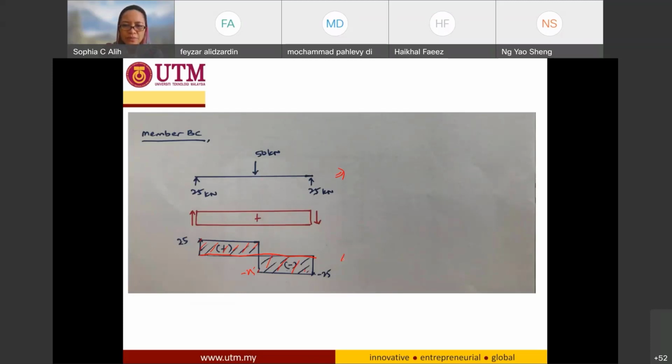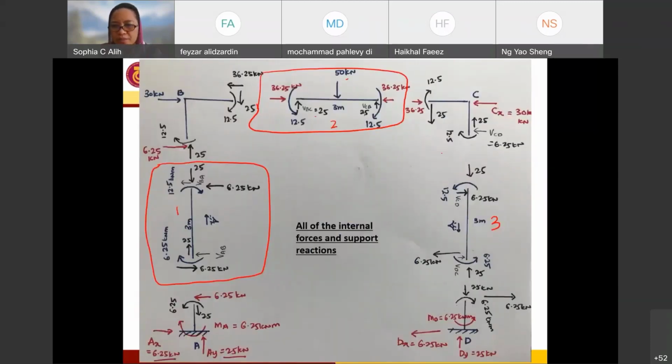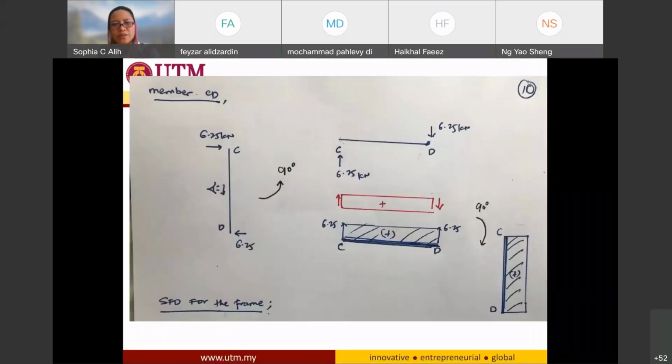Now I keep this one, and I go to my member CD. So my member CD, similarly, I just take this. Okay, so I use this one. So my member CD, if you can see here, I have 6.25 and another 6.25 at this direction. And this one can be canceled out because there are no changes on the length of my member. And I will have these internal forces of my shear force, 6.25, 6.25.